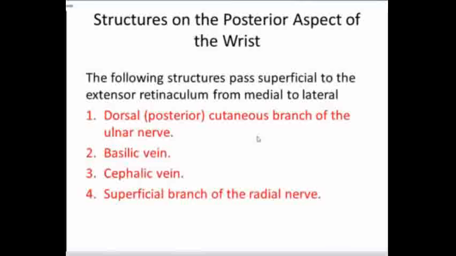Second group of the structures at the region of the wrist are structures that pass on the posterior aspect of the wrist, and this group is also divided into two groups according to their relation to the extensor retinaculum. First group, structures that pass superficial to the extensor retinaculum. They are arranged from medial to lateral. First, dorsal cutaneous branch of ulnar nerve; second, basilic vein; third, cephalic vein; and fourth, superficial branch of the radial nerve.